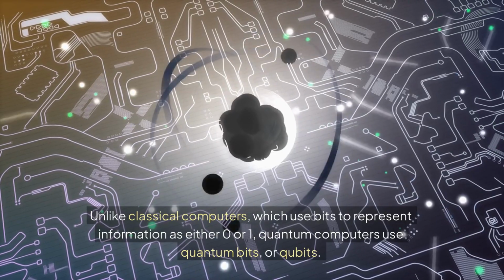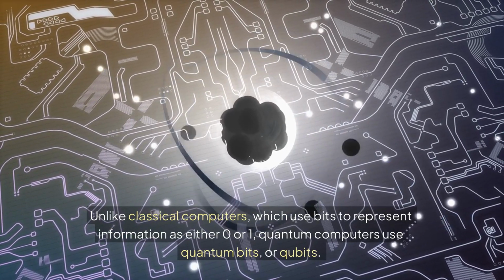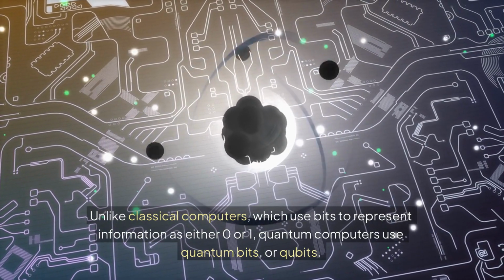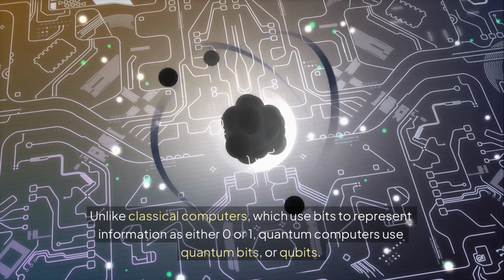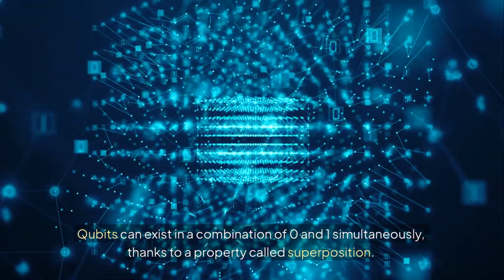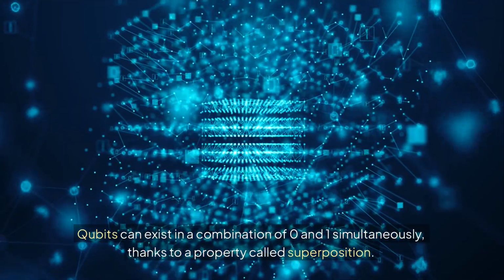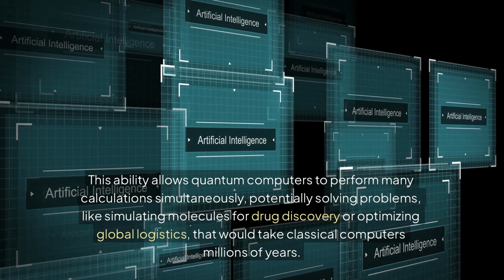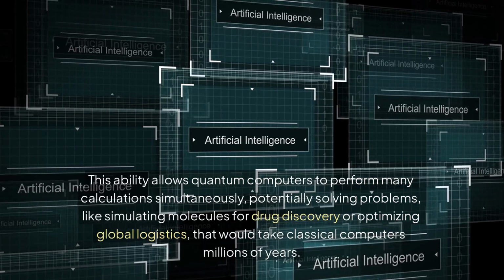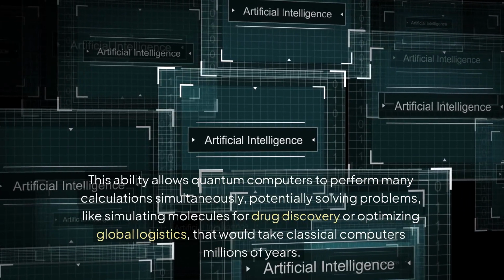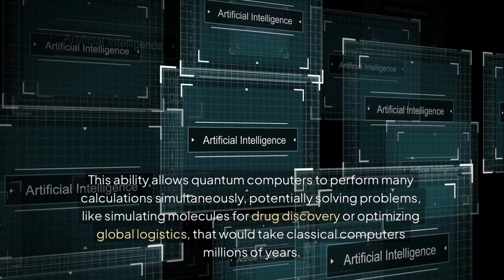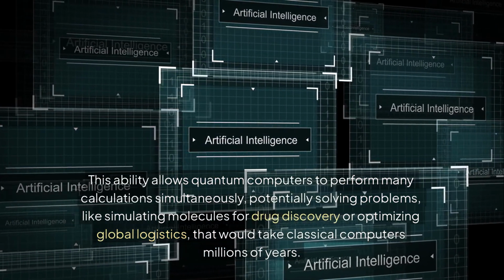Unlike classical computers, which use bits to represent information as either 0 or 1, quantum computers use quantum bits, or qubits. Qubits can exist in a combination of 0 and 1 simultaneously, thanks to a property called superposition. This ability allows quantum computers to perform many calculations simultaneously, potentially solving problems like simulating molecules for drug discovery or optimizing global logistics that would take classical computers millions of years.